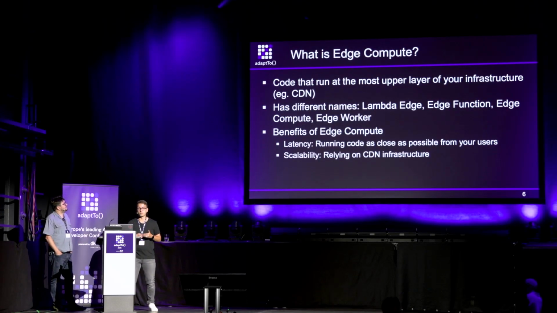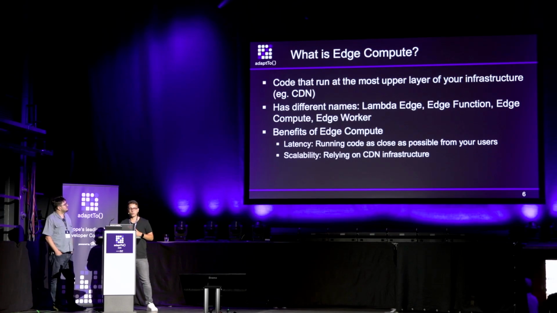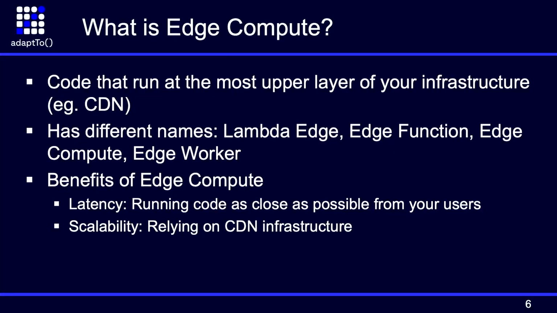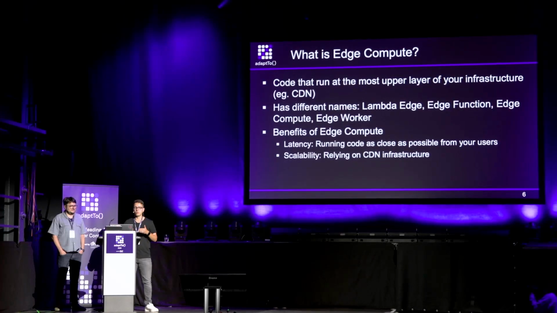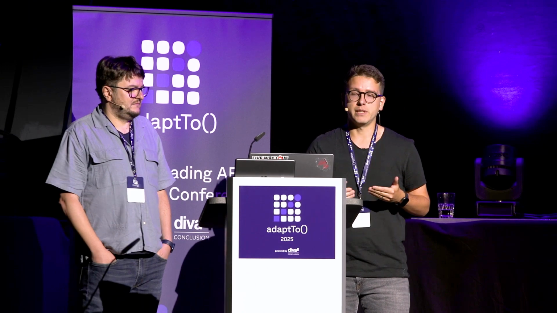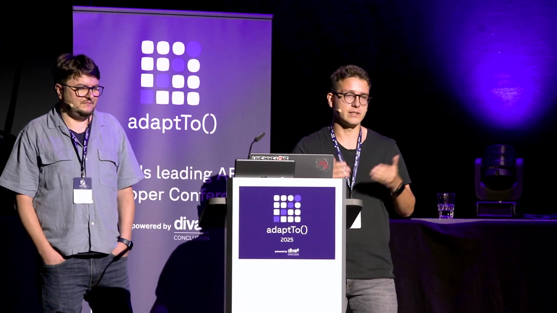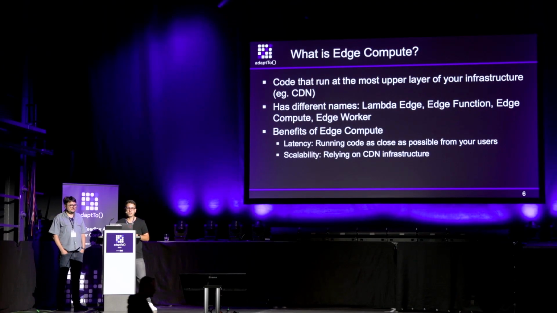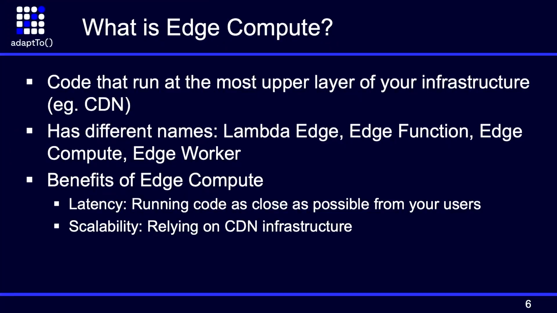First, what is Edge Compute? Basically, it's the ability for you to run your code at the most upper layer of your infrastructure, which is usually the CDN. It has various names from Lambda Edge, Edge Function, Edge Worker, and I'm pretty sure I'm missing some here. But in the end, they are all providing the same benefits. They provide a better latency because you will be running your code as close as possible from your users. And second, they will provide a better scalability because basically your code will be running in a well-established and well-relying infrastructure, being the CDN infrastructure.